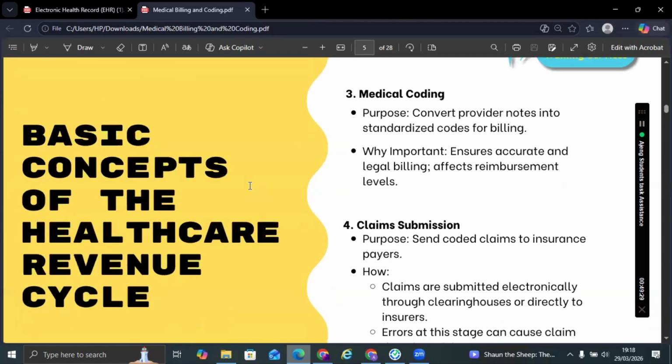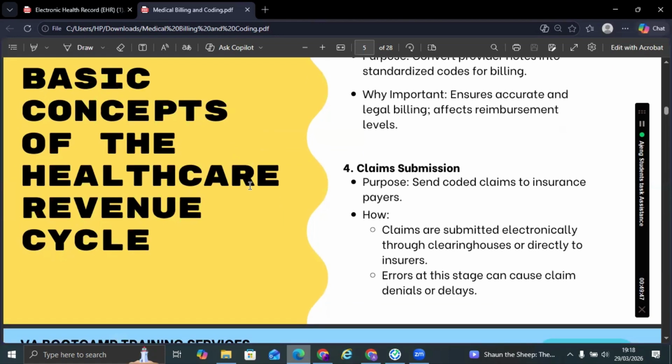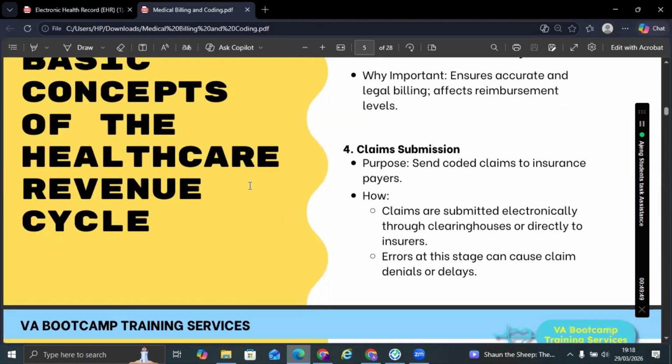And then the third is medical coding. The purpose: it converts providers' notes into standardized codes for billing. Why is it important? It ensures accurate and legal billing and determines the reimbursement level.